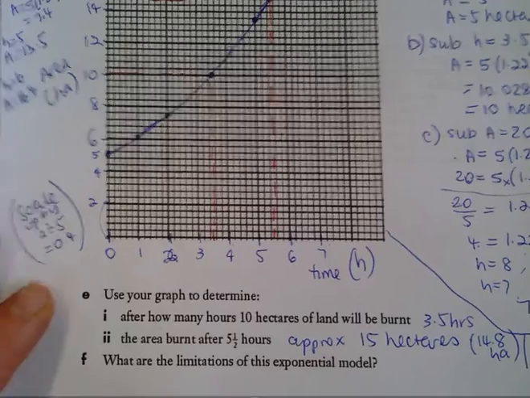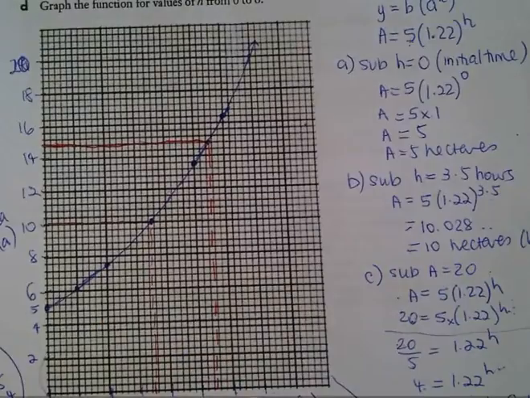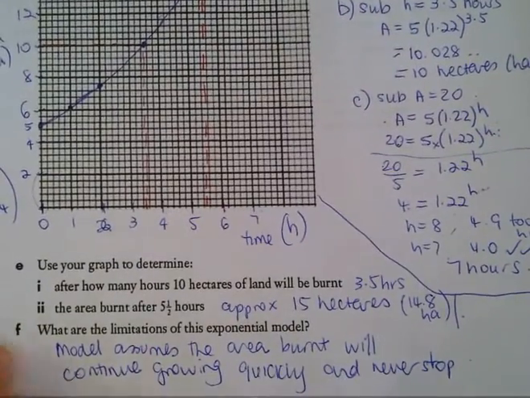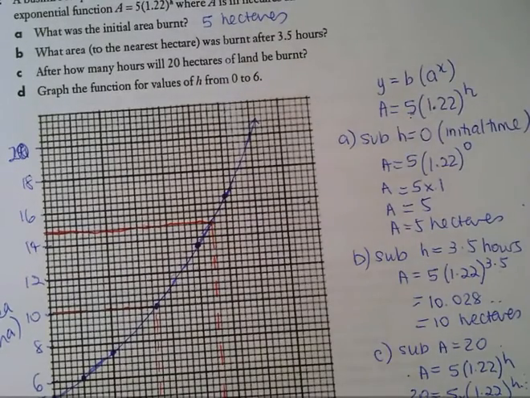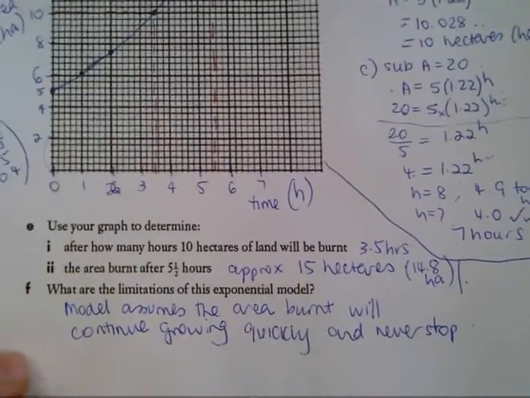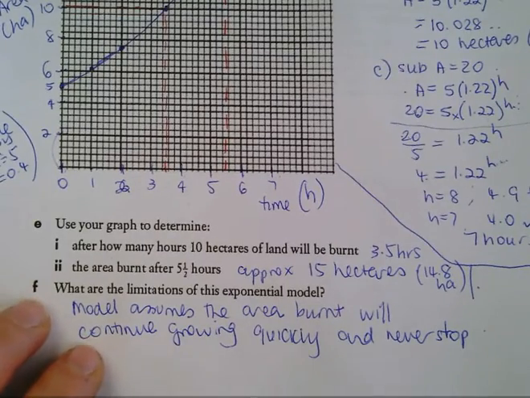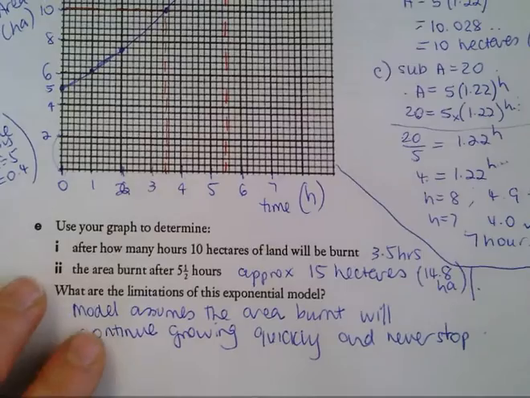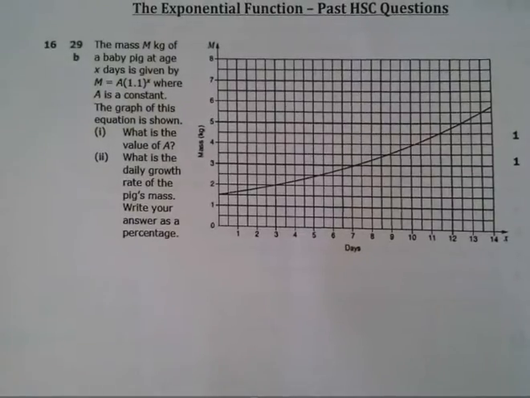And what are the limitations of this exponential model? It's going up and up and up. The model assumes that the area burnt will just continue growing quickly. It's sort of growing slowly here, but as we get up here, this is just going to take off and almost be vertical at some stage. That's how an exponential curve goes. With more time, it increases much more rapidly. But that's not what often happens in a fire if there's a change in weather, change in wind direction, whatever. So the model just assumes that it keeps burning at that exponential rate and doesn't take other factors into account.